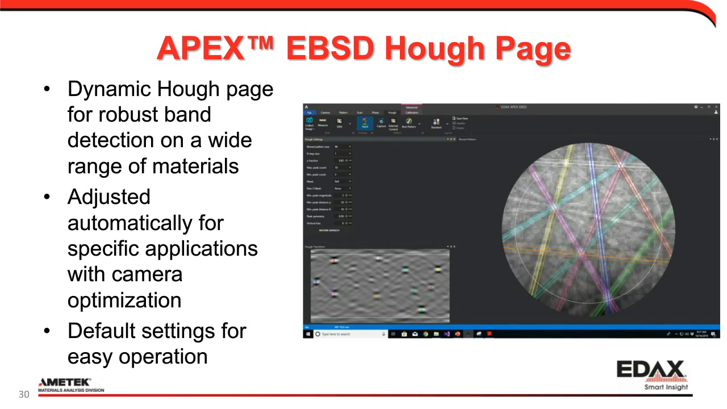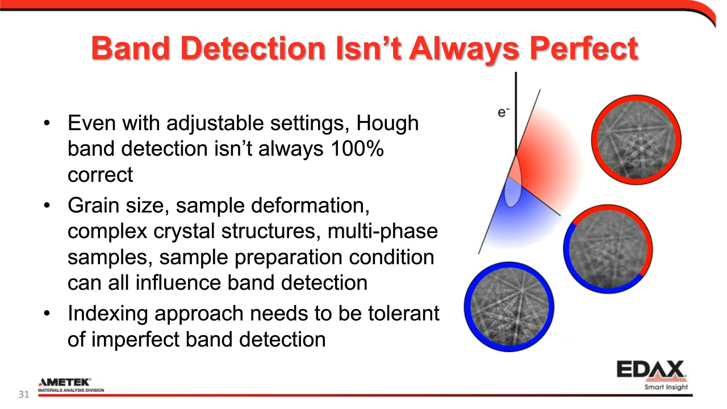Now, of course, as much as I love our Hough page, it's always important to note that even as we tweak the Hough, and you can tweak it to get it perfect on one pattern, then when you collect the next one, it's not perfect. We know we're collecting hundreds of thousands of patterns. The Hough band detection is not always 100% correct.